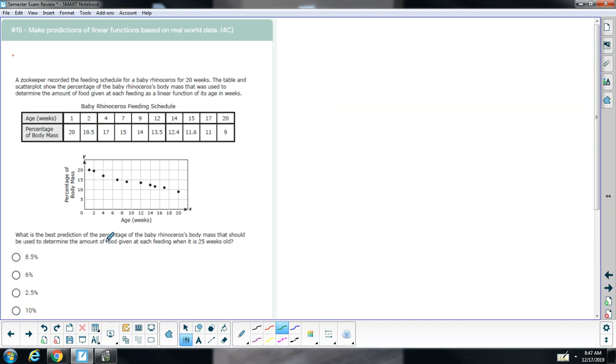Okay, what is the prediction of the percentage of baby rhinoceroses body mass at 25 weeks? So we can use this table of values that would help us, or we can use this graph. So this is a scatter plot. So if you wanted to, my line is going to be really ugly. If you wanted to try to draw a line of best fit, you could do that.